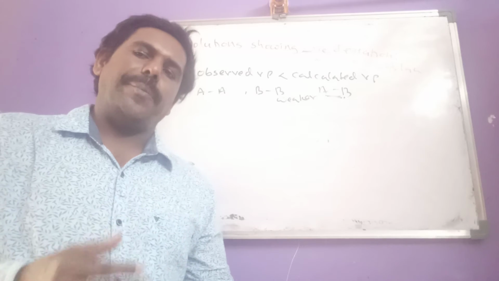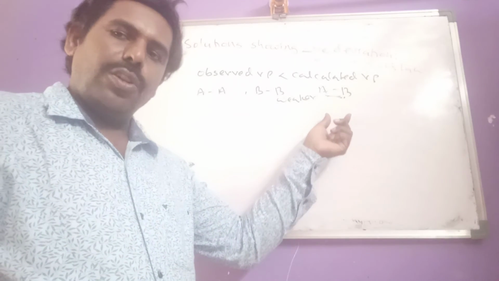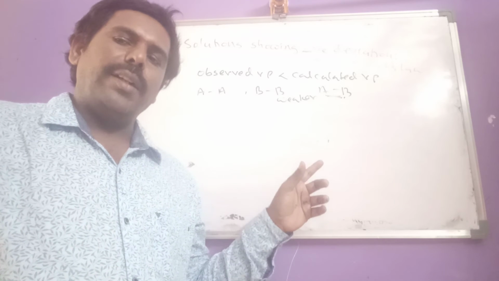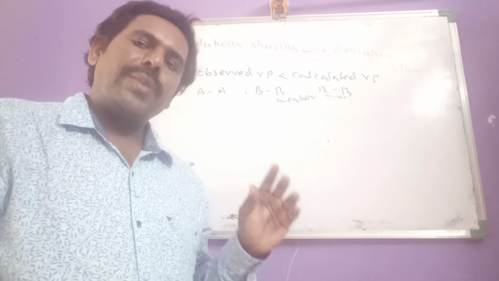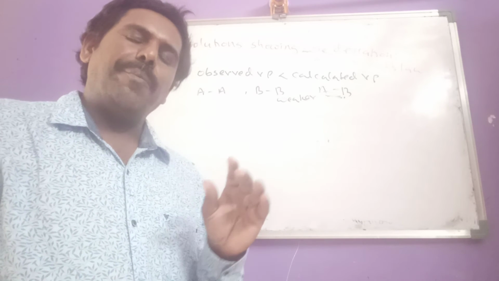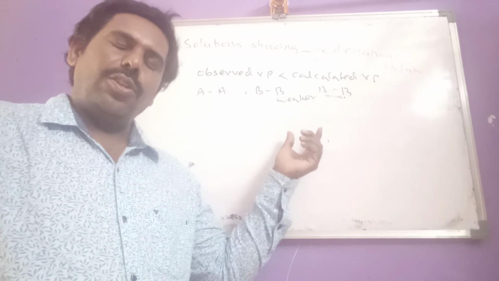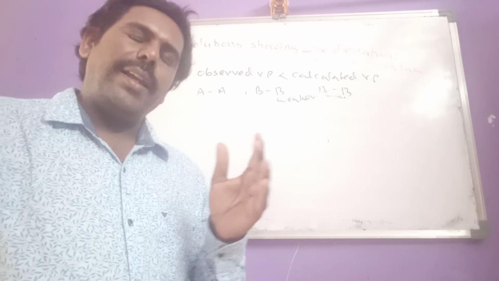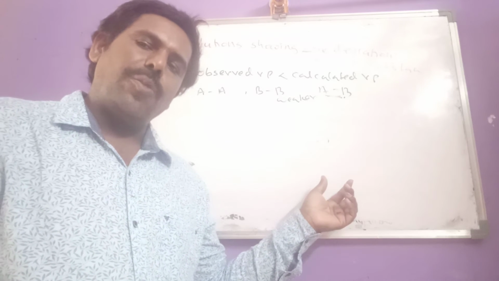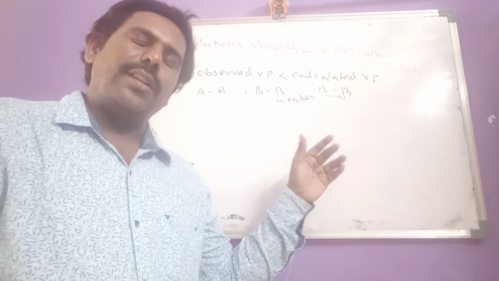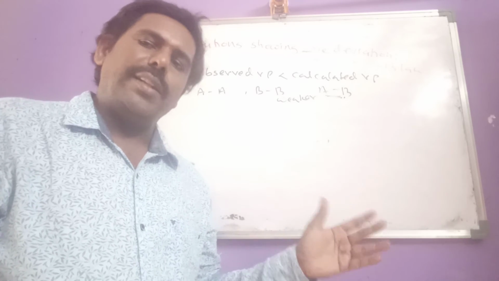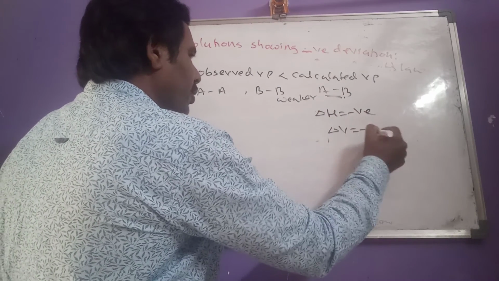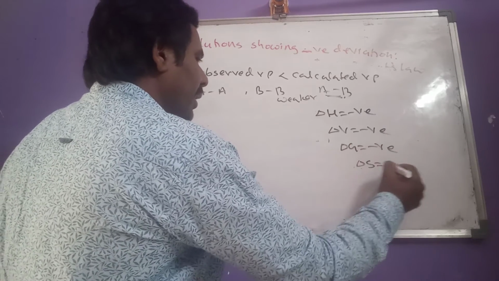These are the two conditions we have to observe in case of solutions showing negative deviation. And the mixture of these two solutions is unable to be separated even by fractional distillation, because solutions showing negative deviation form an azeotropic mixture, that means a maximum boiling point azeotropic mixture. Due to the formation of the azeotropic mixture, it is not possible to separate the components even by fractional distillation. And for this type of solutions, delta H is negative, delta V is negative, delta G is negative, delta S is positive.